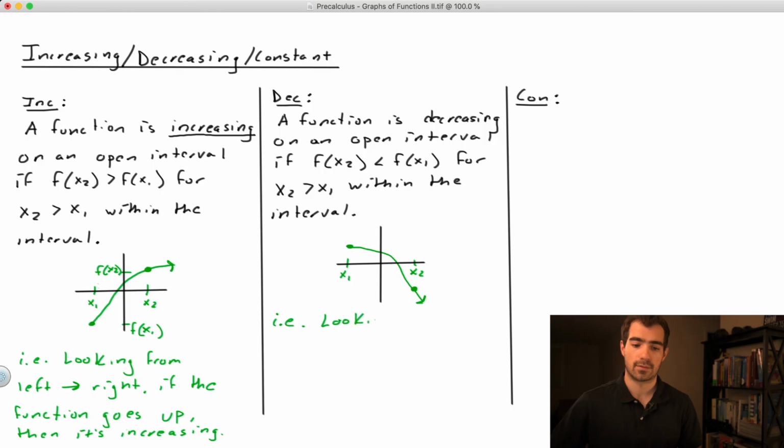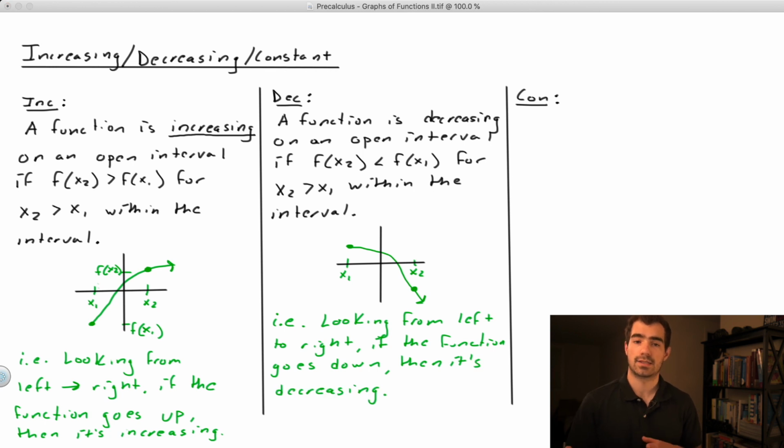So looking from left to right, if the function goes down, then it's decreasing. And lastly, we can identify a constant function by a function that doesn't change as we move from left to right. And so formally we can say a function is constant.